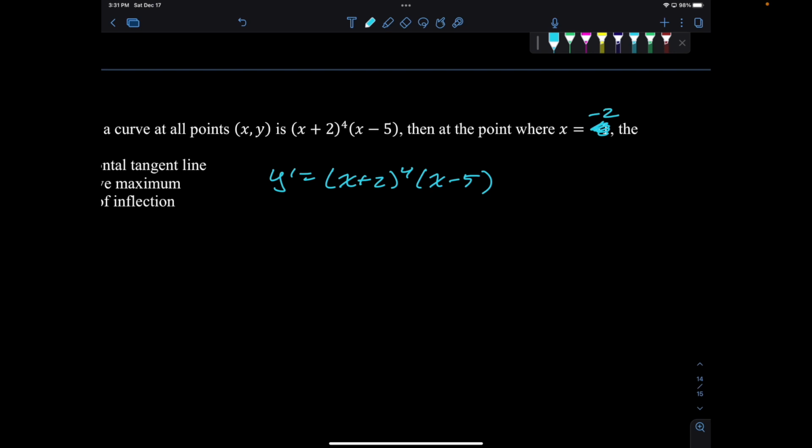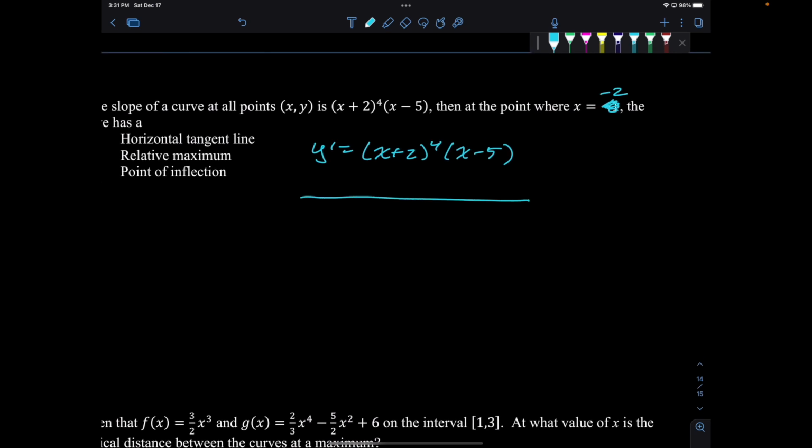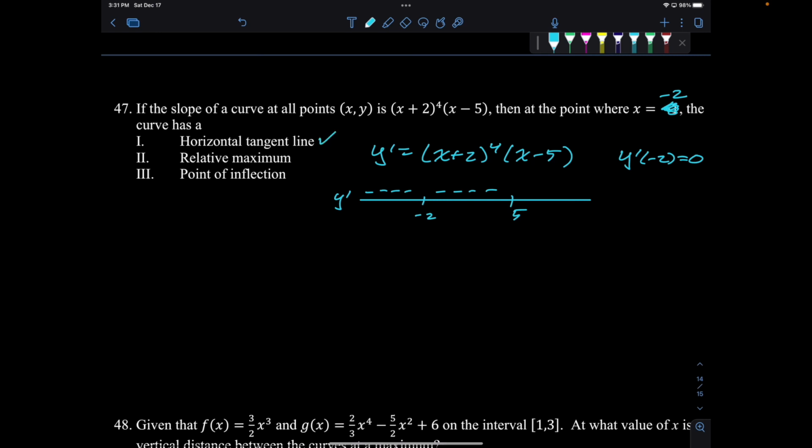So at -2, I'm going to do a sign chart, even though I think you can probably see what's going to happen there. So for y prime, -2 goes on and 5 goes on. -1 billion gives us negative. This -2 is from a 4th degree thing, so there will not be a sign change. So negative. So there's not a max or a min. There is a horizontal tangent line because y prime of -2 is 0. So this is right. There is a horizontal tangent line. There's not a relative maximum because there was not even a sign change in the first derivative.